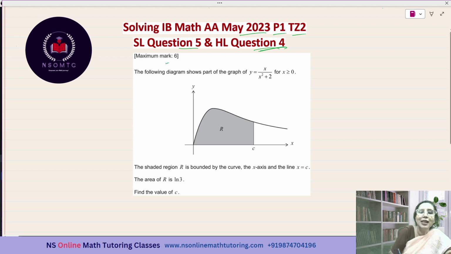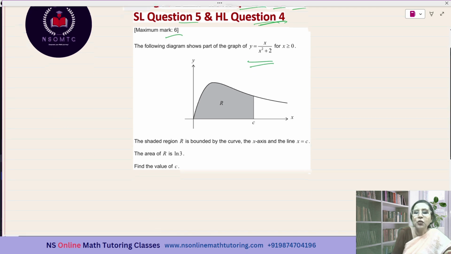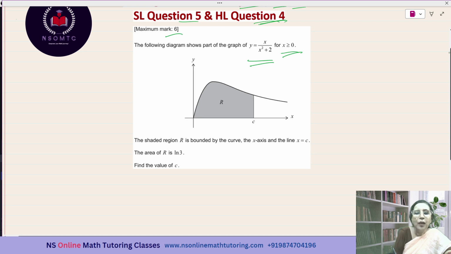The maximum mark is 6. It says: the following diagram shows part of the graph of y equals x over x squared plus 2, for x greater than or equal to 0. This is the graph. The shaded region R is bounded by the curve, the x-axis, and the line x equals c. This one. And the area of this region R is ln 3. Find the value of c.